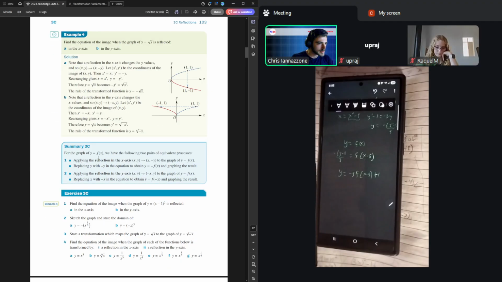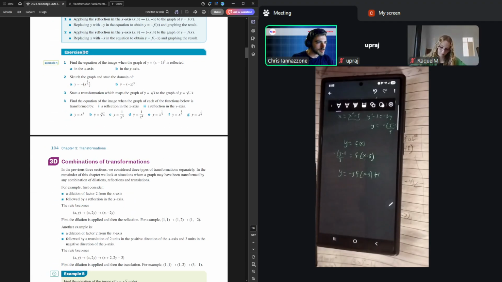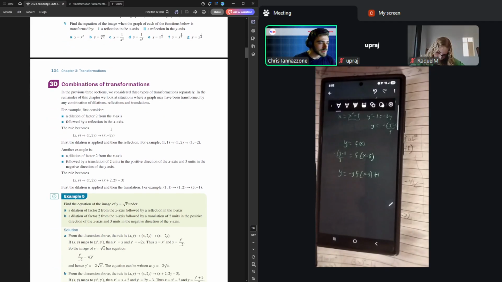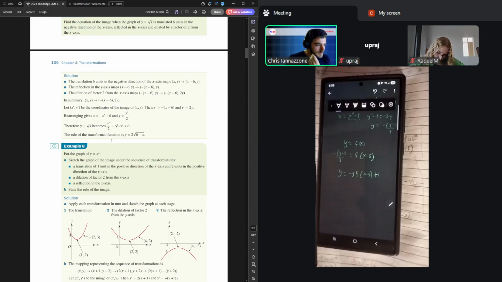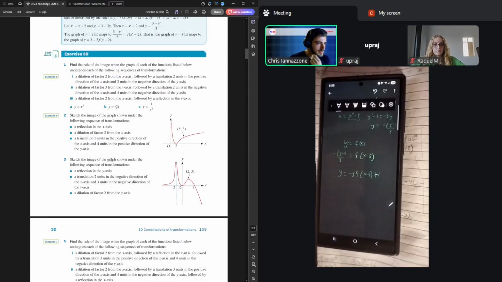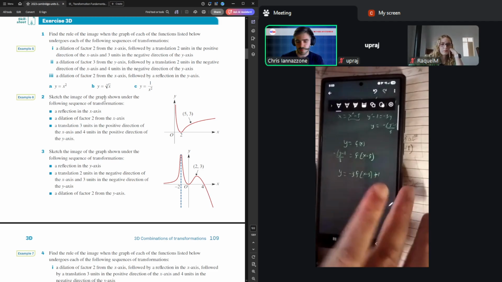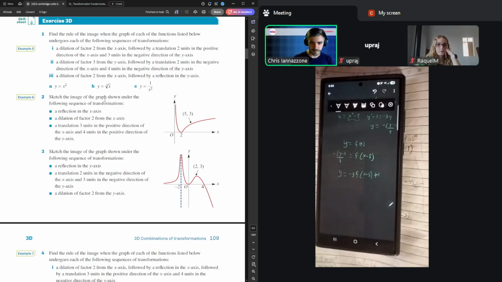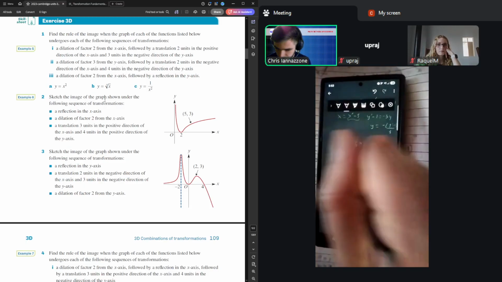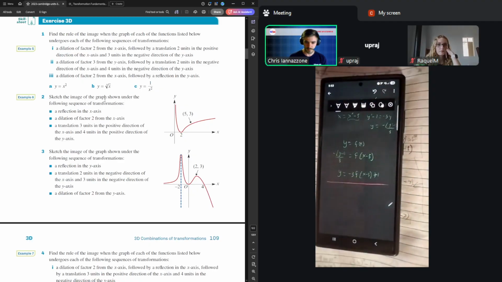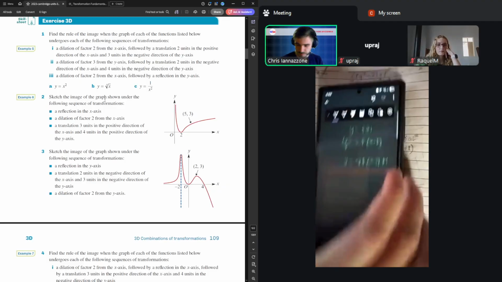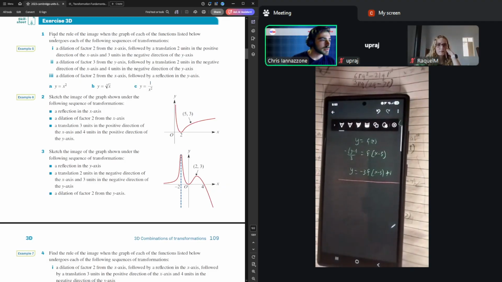So from chapter 3 on to C is basically the individual transformations. You do your translate, dilate, and reflect. 3D is where you're going to do the sequence of transformations. So, okay. This is where we'll start. Do you guys want to have a stab at doing these yourself, or do you want to go through them live together? At least initially.